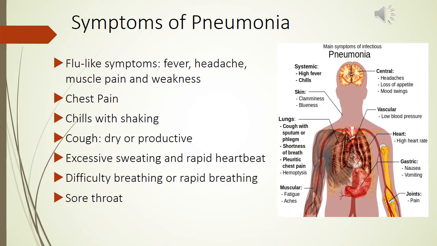One may have lobar pneumonia, where it affects a certain section or lobe of your lung, or bronchial pneumonia, which affects areas throughout both of your lungs. Symptoms of pneumonia may include flu-like symptoms, fever, headache, muscle pain and weakness, chest pain, chills with shaking, cough, excessive sweating, rapid heartbeat, difficulty breathing, or sore throat.